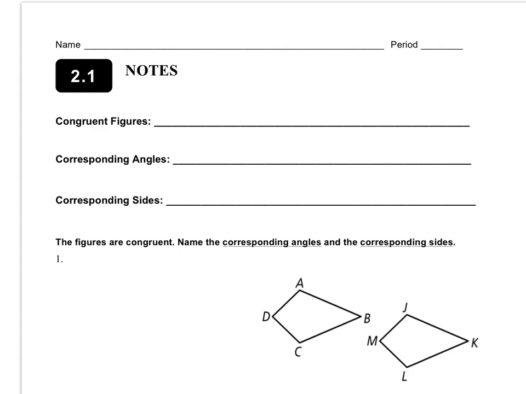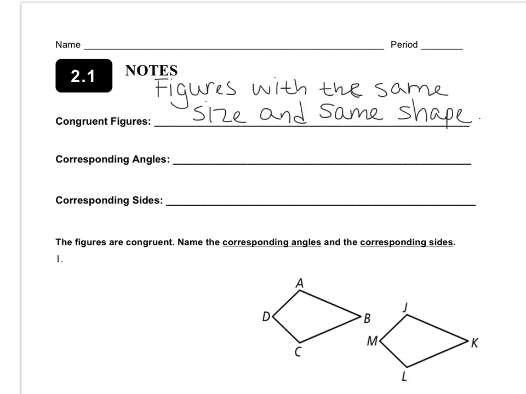Today we're taking notes on Lesson 2.1. First, we need to define a few key terms, the first being congruent figures: figures with the same size and same shape. The symbol for congruent is a little squiggly line with an equal sign underneath it.